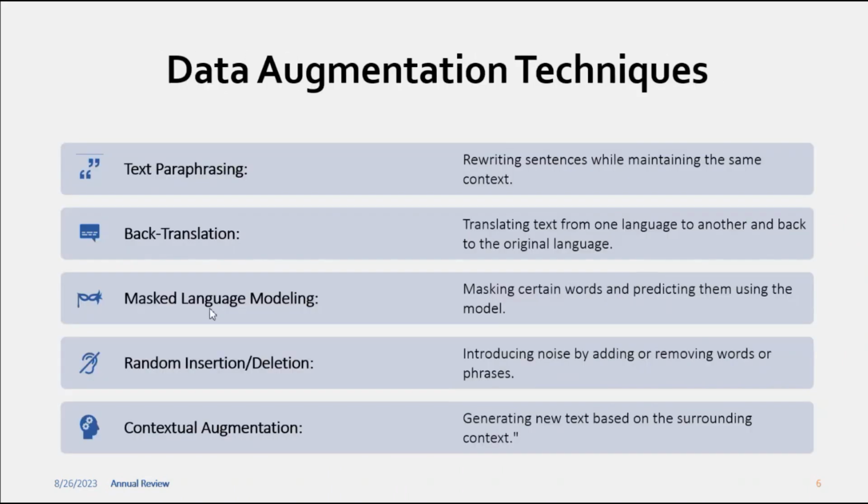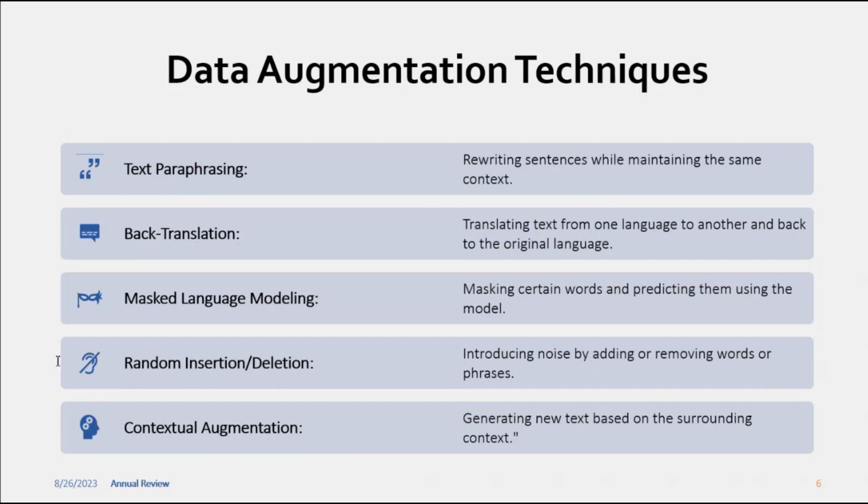Now let's look at some techniques of data augmentation. First is text paraphrasing. Imagine you have a sentence like, the sun is shining brightly. Now, let's say you want to say the same thing, but in a slightly different way. You might rewrite it as, the sun is gleaming brightly. You have changed some words, but the overall meaning is still about the sun being very bright. That's what text paraphrasing is all about: rephrasing sentences while keeping the same message or context.